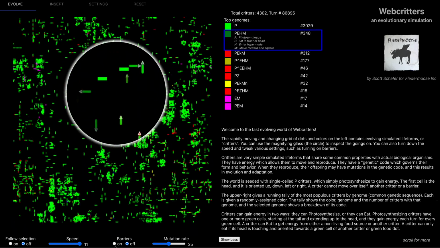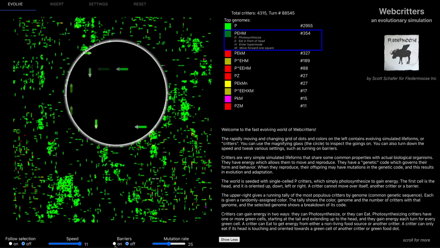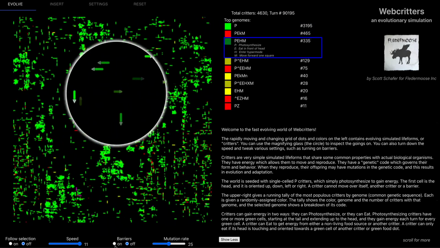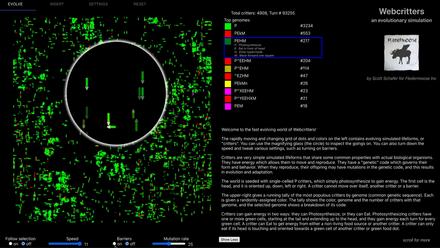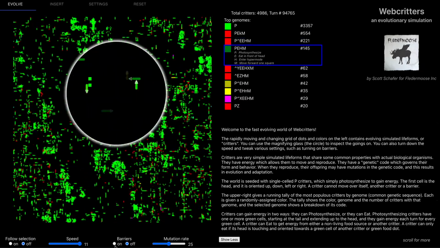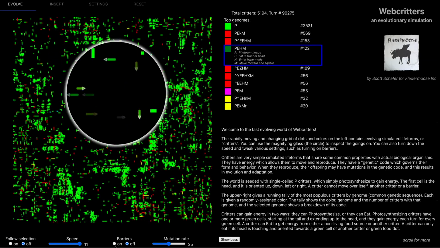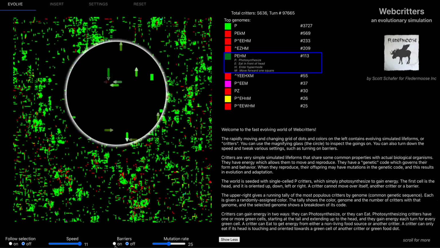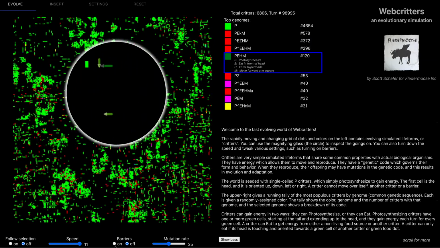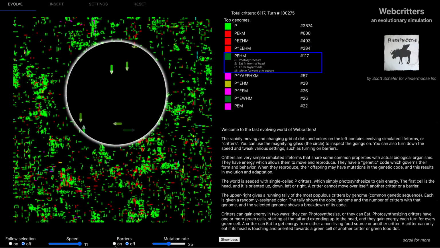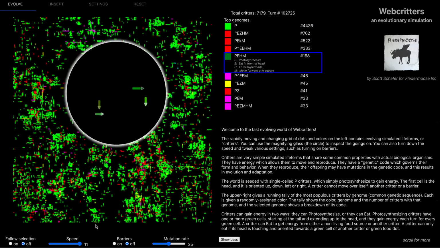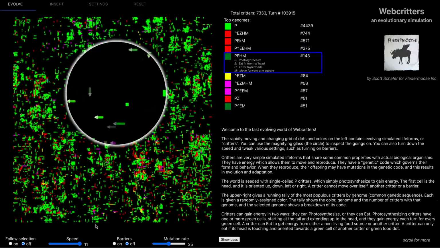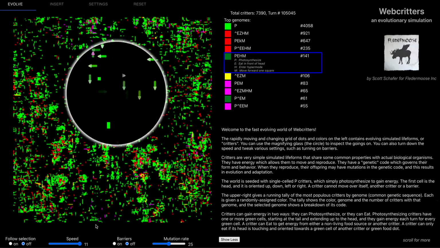Once again, critters either photosynthesize or they eat to gain energy. So what eating does is if the head is touching a green cell of another critter, it will transfer energy from that critter to it, or a green food dot. So there are green food dots which are non-living. If a critter starves to death, it will turn to green food dots.